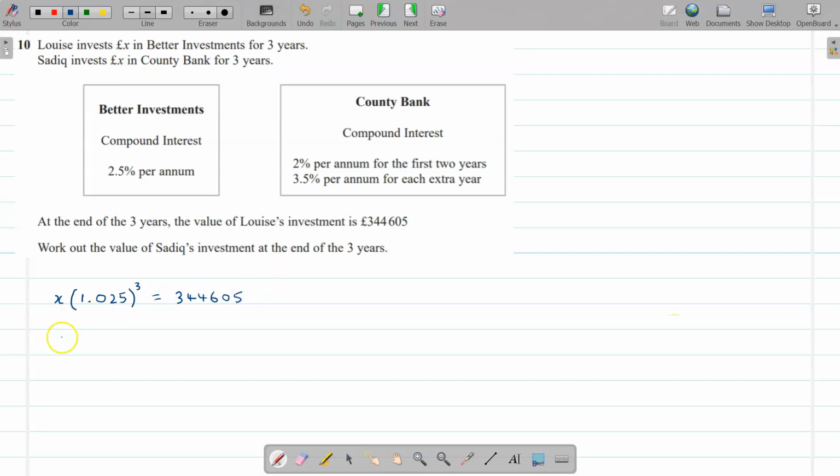Okay, so from that, x must be equal to 344,605 divided by 1.025 cubed. You don't need the bracket round that really. And that comes to a nice round number of exactly 320,000. So we now know that Sadiq puts that amount of money in and invests that for 3 years using the county bank.